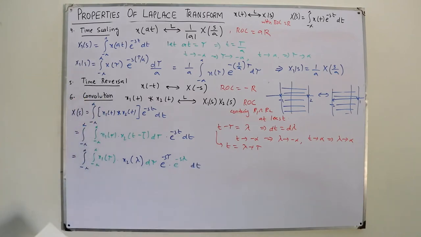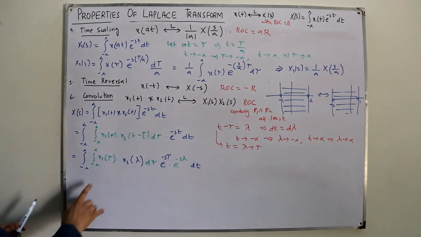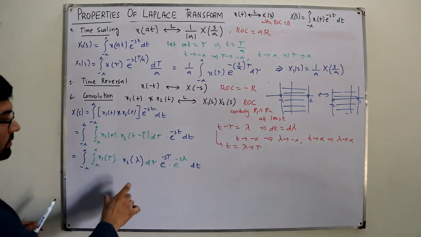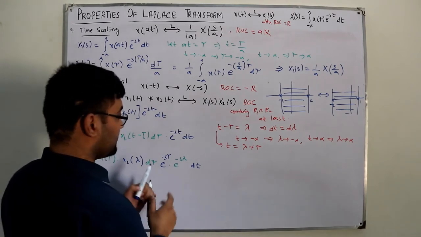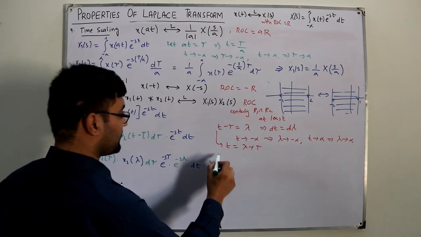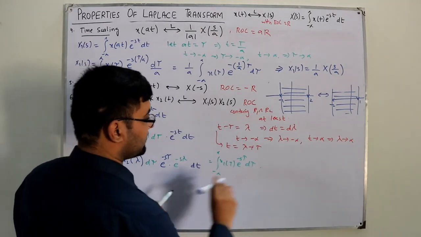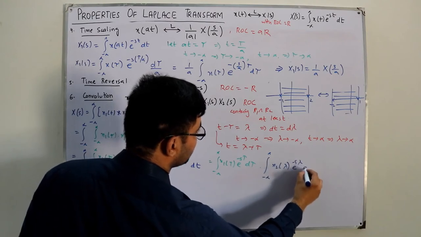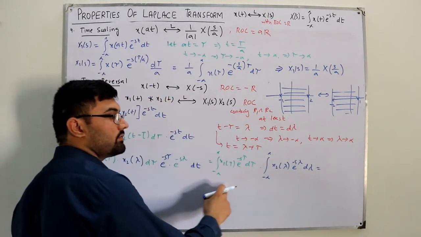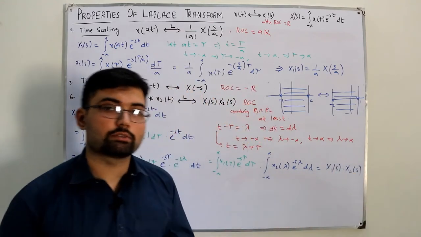I've just opened it, so have a look at what we have got. One is blue, the other is green. The blue is x1 of tau with respect to tau. The second is x2 of lambda with respect to lambda. If I rearrange it, have a look: negative infinity to positive infinity, x1 of tau, exponential of negative s tau with respect to tau. And it's being multiplied with this thing: x2 of lambda, exponential of negative s lambda with respect to lambda. Isn't this X1 of s? Isn't this X2 of s? Examples you can solve as many as you wish.